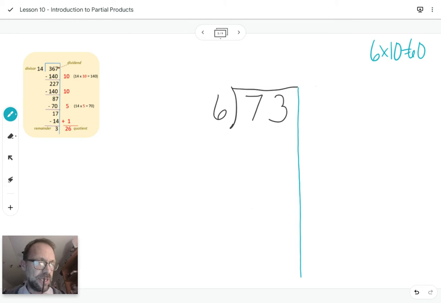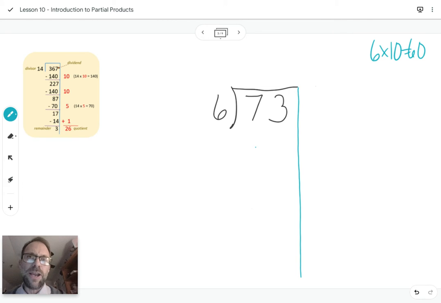6 times 13. What is that, like 88 or something? That'd be too big. Anyway, 6 times 12 is 72. That gets us really close to finding out how many total groups there are in 73, because 72 is really close to 73. So here's what we do.